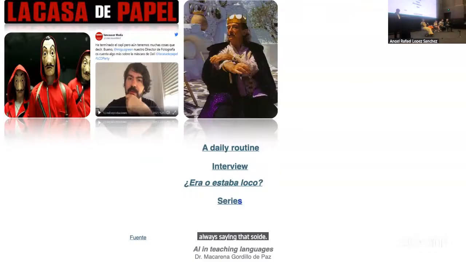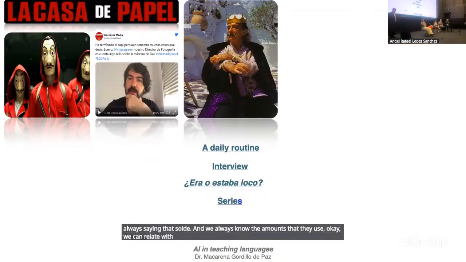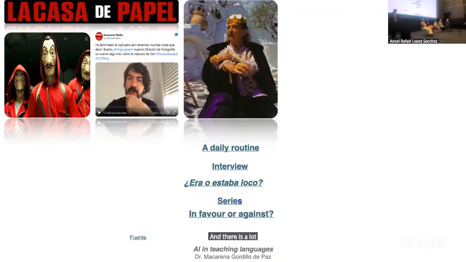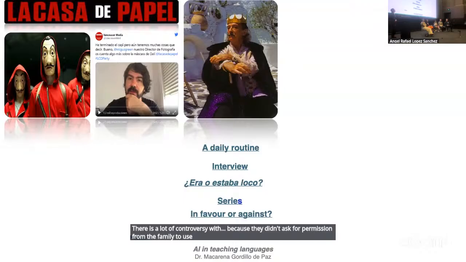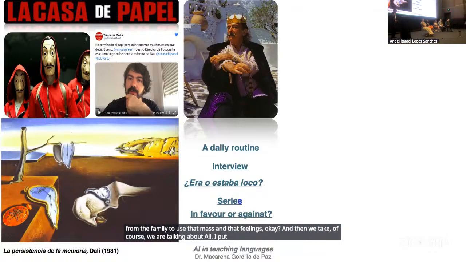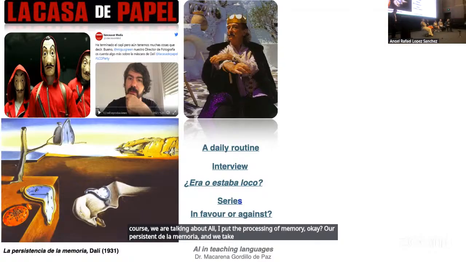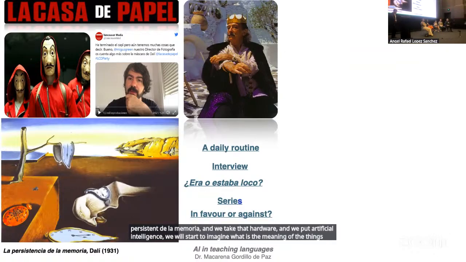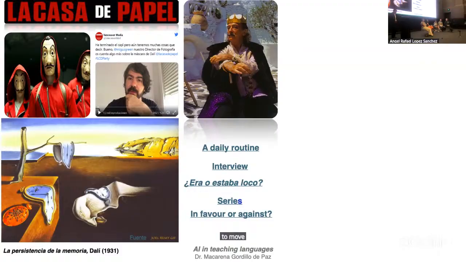And we always know the mask that they use, okay, we can relate it with Dali, and there is a lot of controversy because they didn't ask the family for permission to use that mask and that image, okay? And then we change, of course, if we are talking about Dali, I put The Persistence of Memory, La persistencia de la memoria, and we change that hardware, and with artificial intelligence, we start to imagine what is the meaning of the things, and also we start to move all the words that appear there.